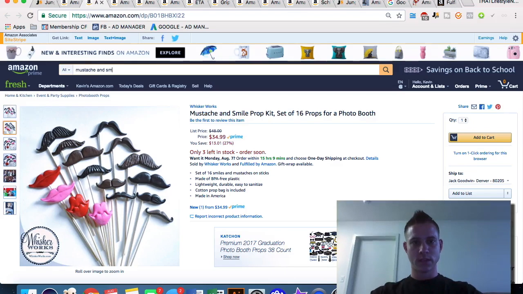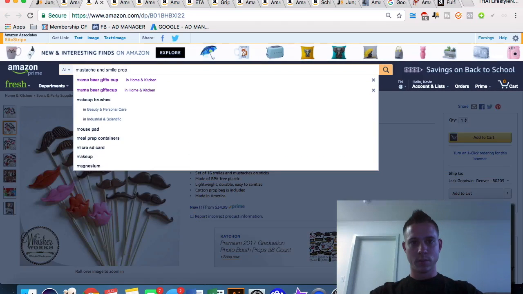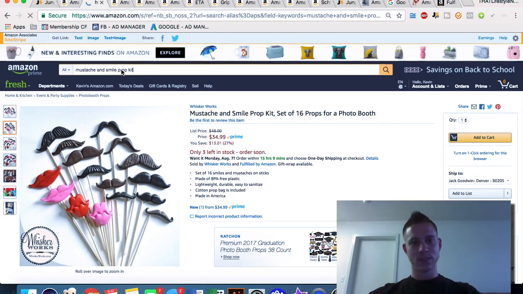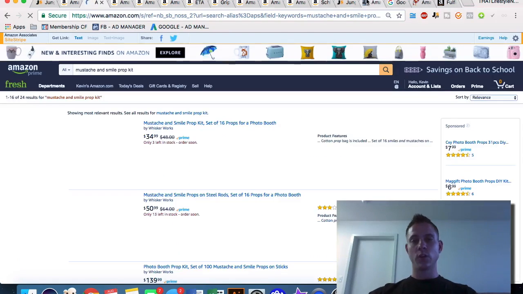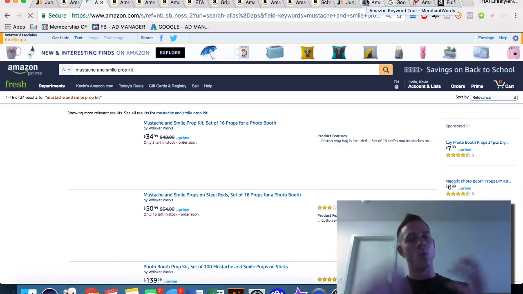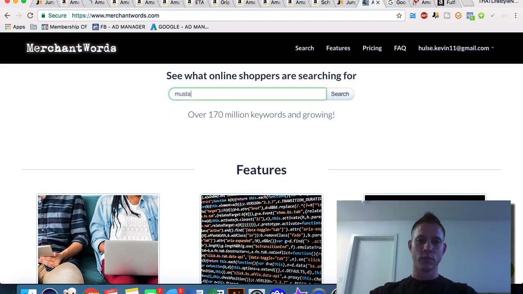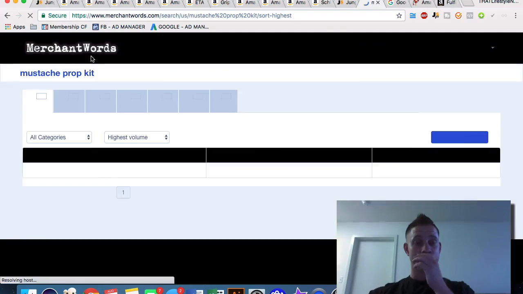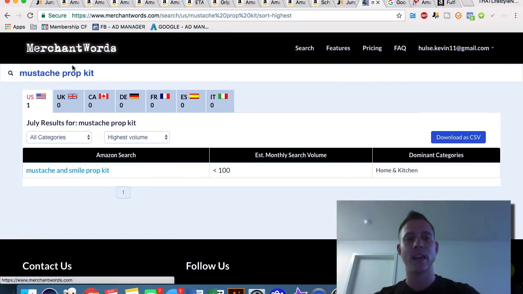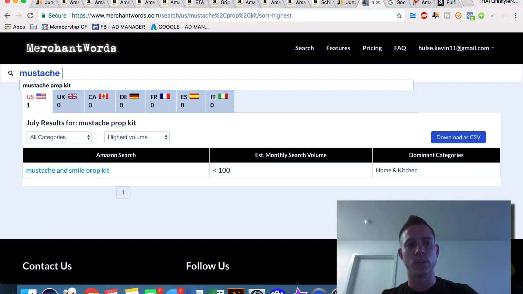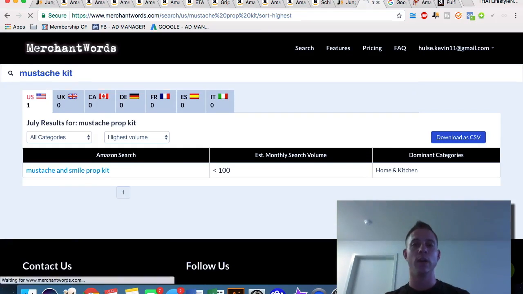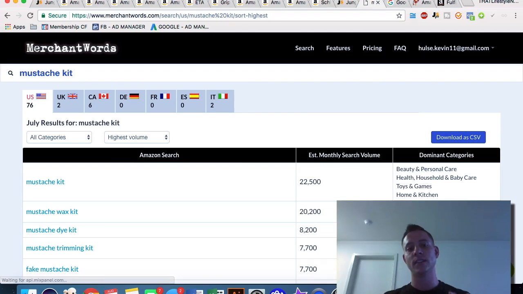So let's do mustache and smile prop kit. Maybe we should just do mustache prop kit actually. If you're looking at a product and you're wondering what the highest search term is, you can come over to Merchant Words. For those of you who don't know what Merchant Words is, it is a keyword tool that shows you monthly searches for keywords on Amazon.